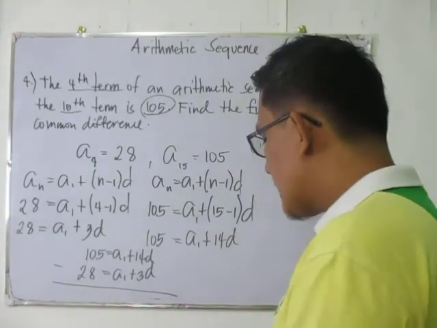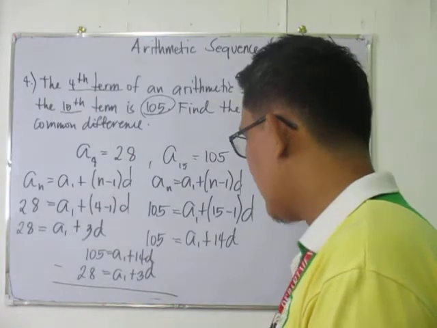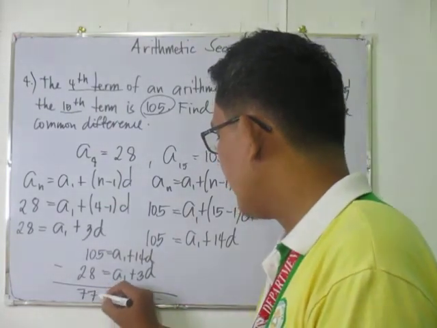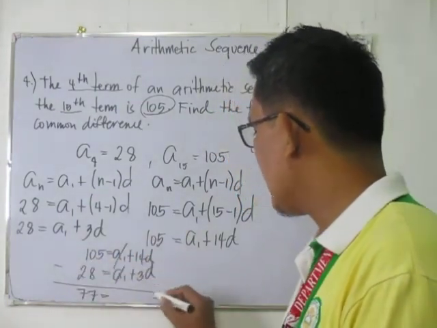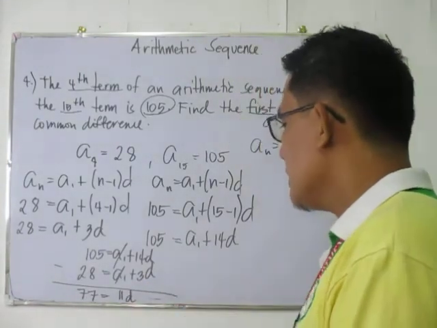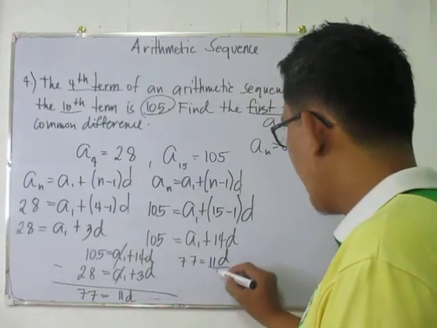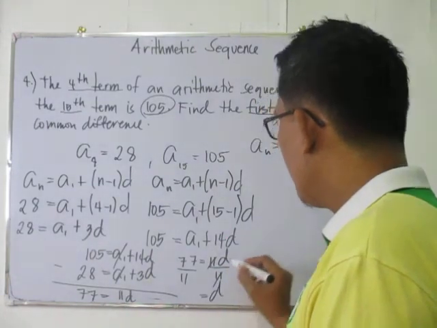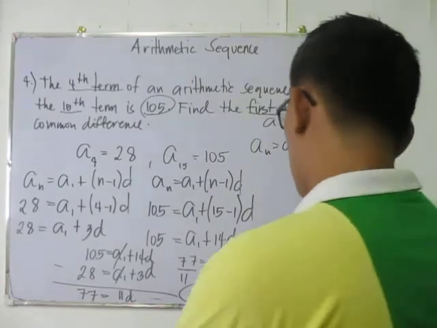Okay? So what is 105 minus 28? The answer there is 77. Then a sub 1 and a sub 1 will be cancelled. 14 minus 3 is 11. And copy d. So that is 77 is equal to 11d, divided by 11. So this will be cancelled. That is 1. Therefore, the common difference is 7. Our common difference now is 7.